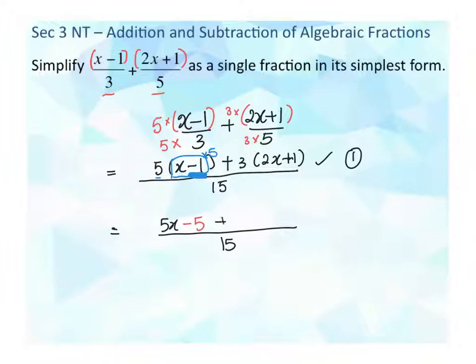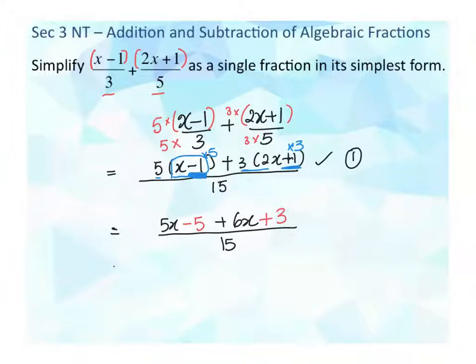Then this is plus 3 times 2, 6x. Please don't give me 5x. And most of them will forget to multiply the one at the back. So you must remember the number at the back also must multiply by 3. So this will become 3 times 1, positive 3.